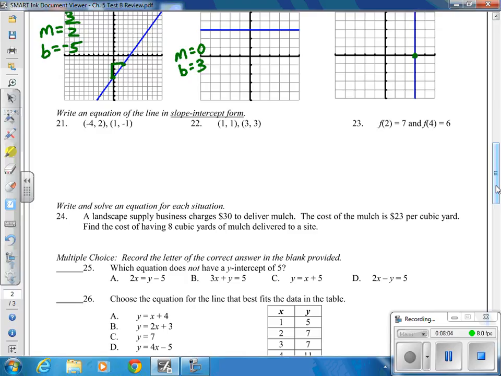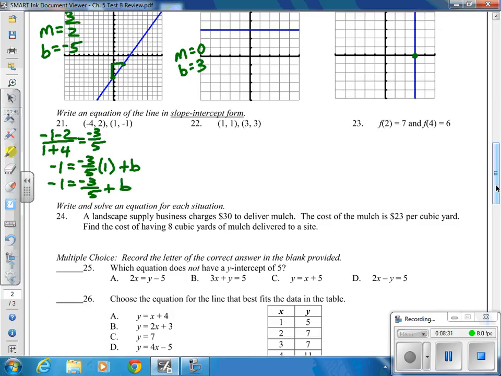So for 21, your slope formula would be negative 1 minus 2 on top and 1 plus 4 on the bottom. This gives you negative 3 over positive 5. That's your m. Okay, so now you want to pick one of the ordered pairs and find your b. I'm going to choose (1, negative 1) because the numbers are smaller and easier to deal with. Negative 1 equals negative 3/5 times positive 1 plus b. That gives me negative 1 equals negative 3/5 plus b.